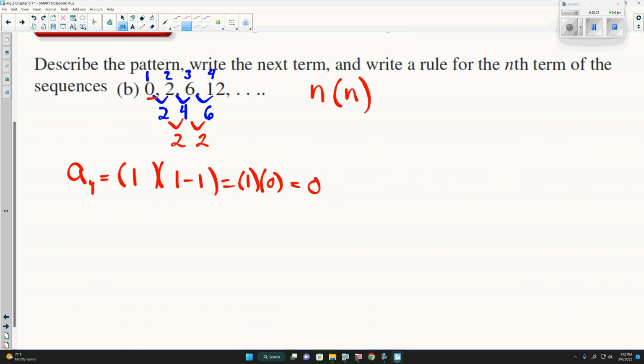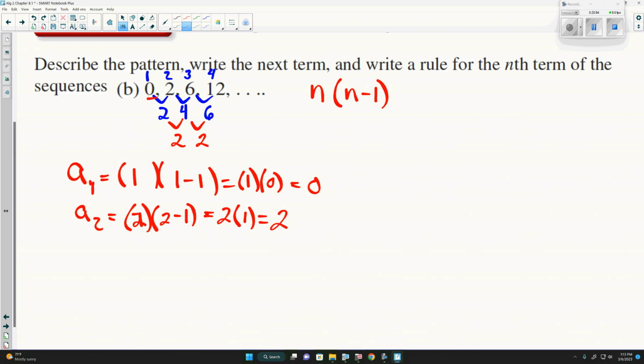Okay, so what we have so far is just n times n minus 1, yes? So we just made something that works for the first term. Now we want to check and see, does it work for the rest? If it does, that's great. If it doesn't, we're going to go back and change it and see if we can get there. So this time we'll have 2 times 2 minus 1. Well, still have the 2. 2 minus 1 is 1. Do we have the correct second term?